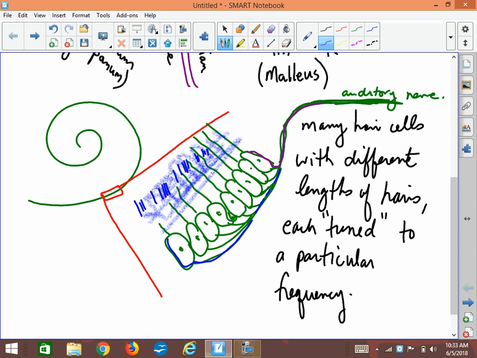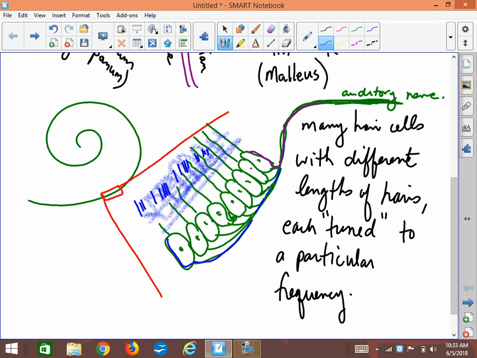You can only imagine how many wires there would be in this. If you were building this out of wires, you've got 25,000 different cells in there. So you'd have to have a wire from each one so the brain could tell which cells were vibrating, or at least a wire from each small group of cells. You'd need thousands of wires to make this. It's very complicated.